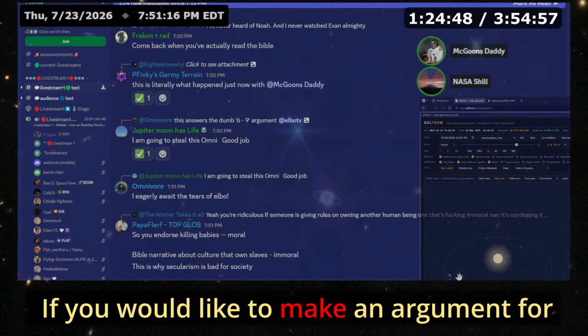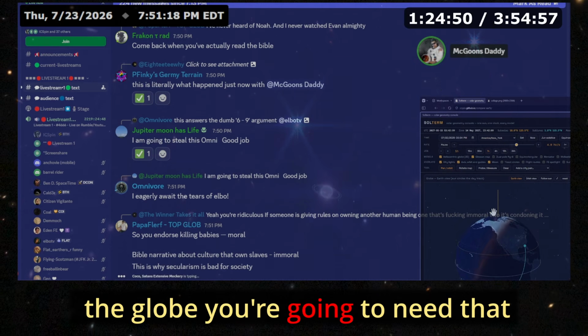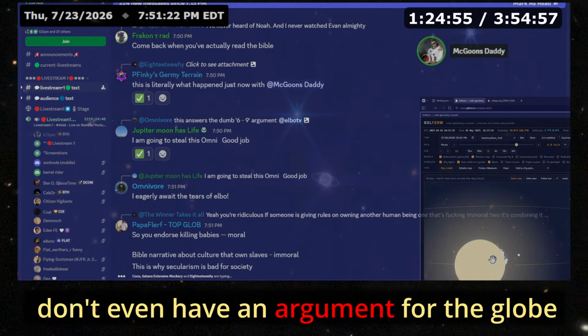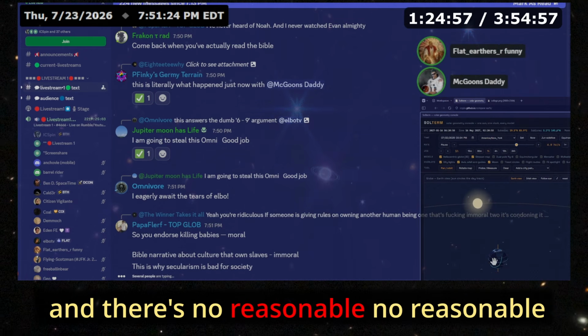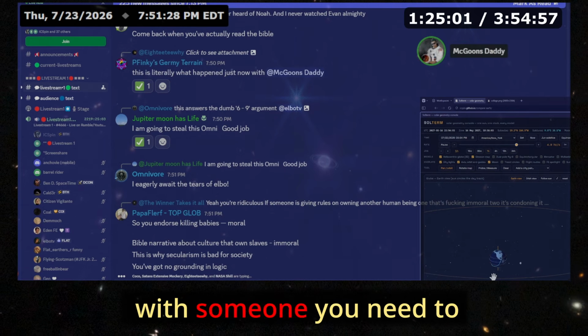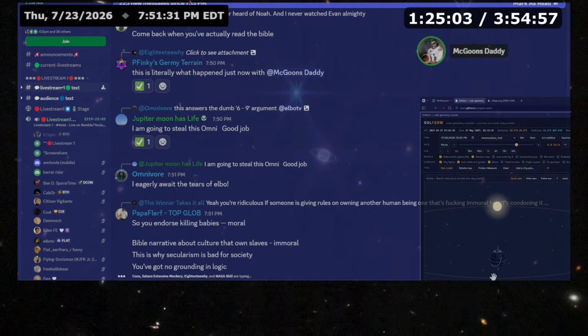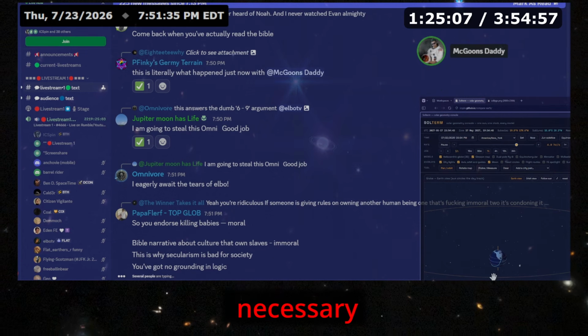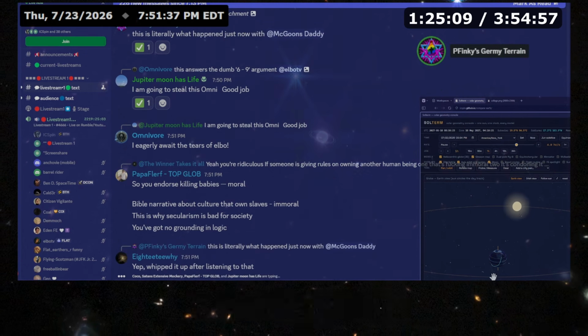If you would like to make an argument for the globe, you're going to need that second premise that I'm requesting, or you don't even have an argument for the globe. And no reasonable man will side with you, because to reason with someone, you need to make a complete argument. You are unreasonable if you're not making a complete argument and not giving the necessary second premise. Thank you.